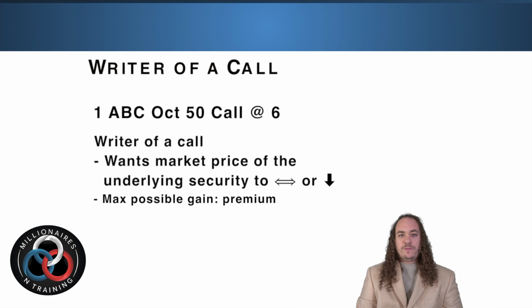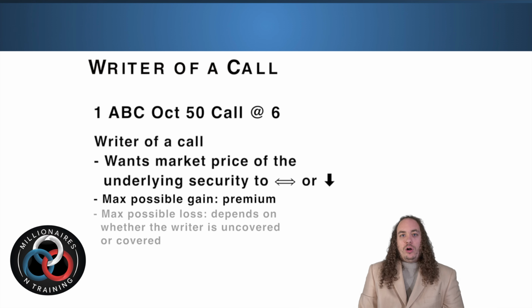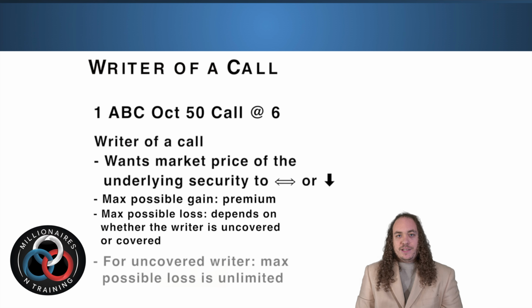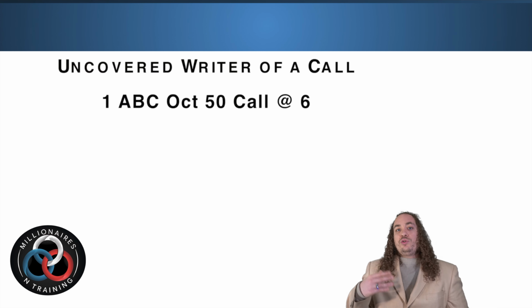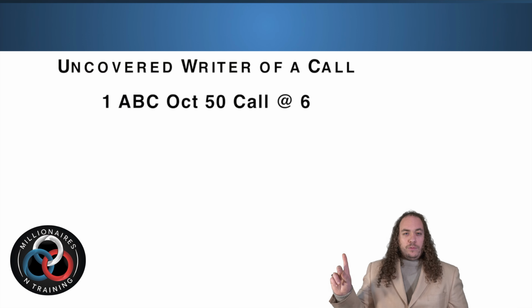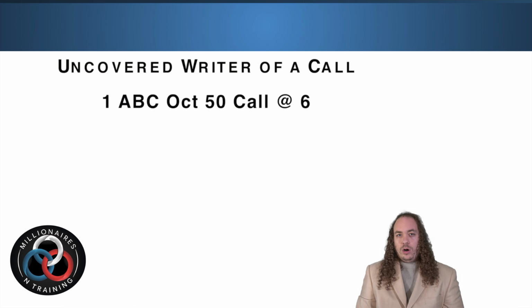So what is the risk for the writer of a call options contract? This all depends on whether or not the writer is covered or uncovered, or naked. If the writer of a call is uncovered, this means that he or she is unprotected against losses in that options contract. And their maximum possible loss on this option is unlimited. Because if the market price starts to go up, let's use the scenario we used before from the point of view of an uncovered writer of a call.